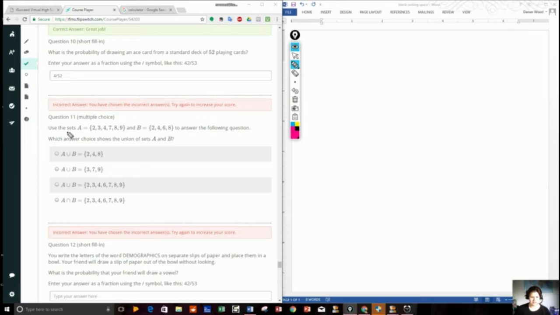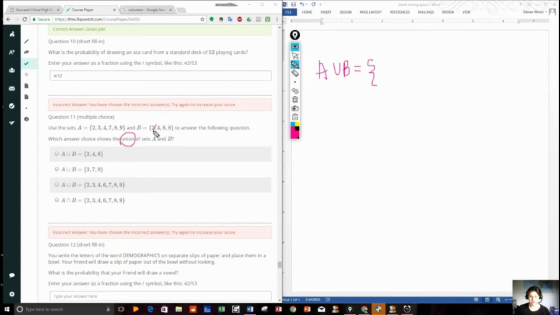Okay, question 11. The set A equals 2, 3, 4, 7, 8, 9, and B is equal to 2, 4, 6, 8. To answer the following question, which answer choice shows the union of sets A and B? Okay, well, is this a union or an intersection? This is the union of them. This is all of it together. So A union B is going to equal all of the elements.